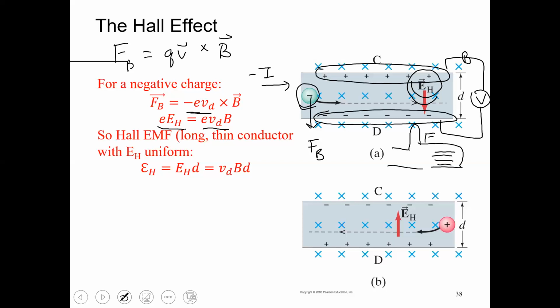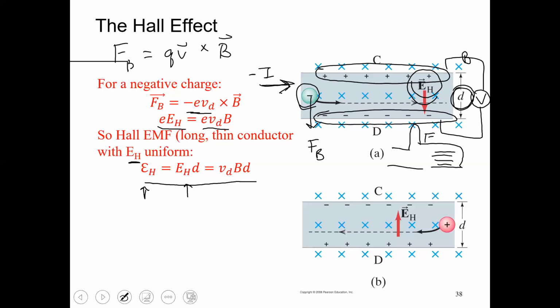So our Hall EMF, or our Hall voltage here on the right-hand side, for a long, thin conductor, as long as we're assuming that electric field is uniform, we just need to do this kind of math. Our Hall EMF is given by, so this is what we would measure on our voltmeter, E_H times d, where d is just this distance from the top to the bottom of our conductor, right? And that is perpendicular to the direction of our current, and it is also perpendicular to the direction of our magnetic field.